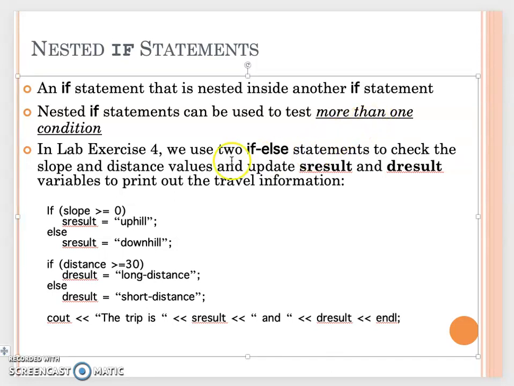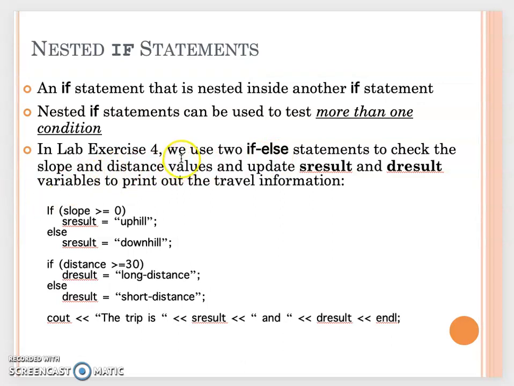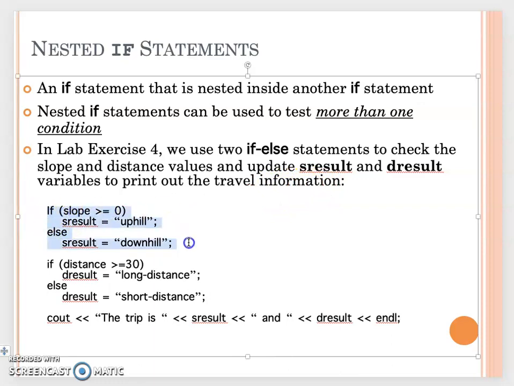We can see this from lab exercise 4. Remember in lab exercise 4, we used two different if statements to check the slope and the distance value. We needed to create an S result and a D result variable to store the information. Then at the end, we print out the travel information. For the slope, we have one if condition to check if the slope is greater than or equal to 0. We know that's uphill. Else, that will be downhill.